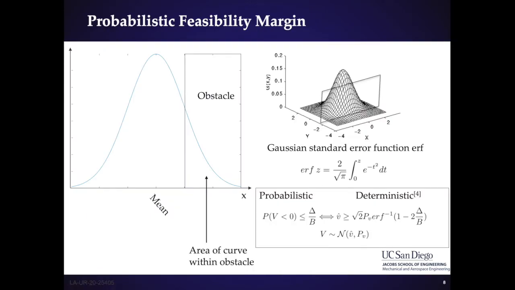To show that a given point or state does not have at least delta over B chance of being within an obstacle, the Gaussian curve is evaluated with respect to obstacle bounds. To do this, the Gaussian standard error function ERF is used to evaluate exactly how much of the curve is within the obstacle. It can be shown that the probabilistic constraint is equivalent to a deterministic constraint via the Gaussian standard error function. The probability that a random variable v is less than 0, for that probability to be less than some value delta over B, is equivalent to the deterministic constraint involving the mean of v, the covariance matrix of v, the function ERF, and the value delta over B.